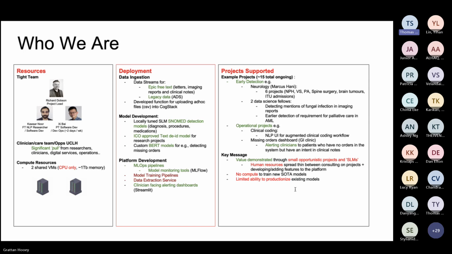So what I'll do today, I'll talk about the deployment in terms of two things. I'll talk about the actual deployment, then I'll talk about the projects that we've supported through that deployment. In terms of the environment we're working in, we have access to two VMs. At the moment, we're CPU only, but recently we've been having some luck with an Azure collaboration, which means that we have access to GPU on demand when necessary.